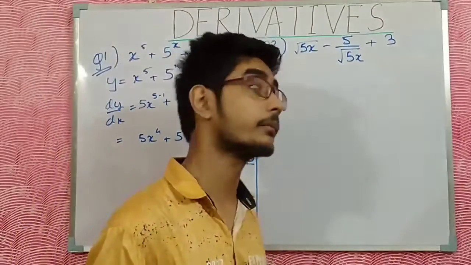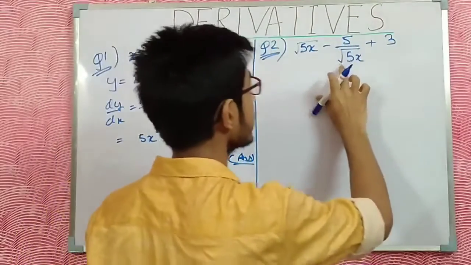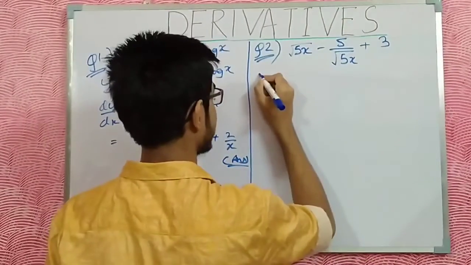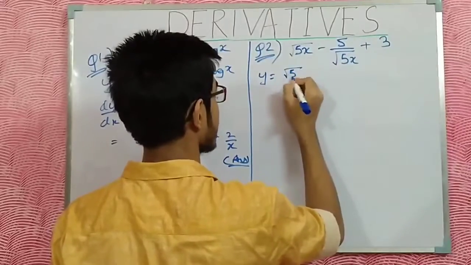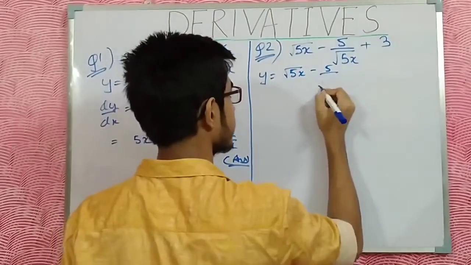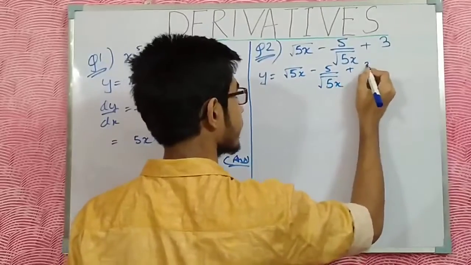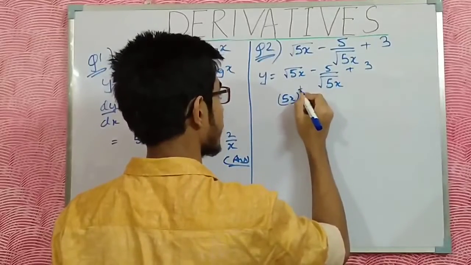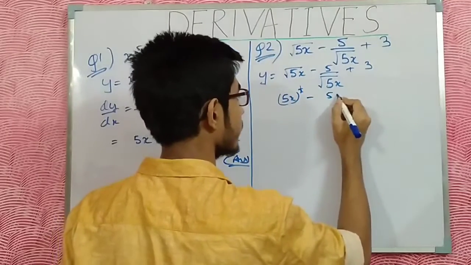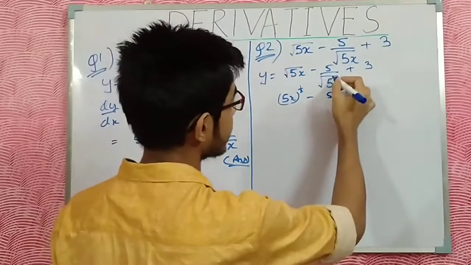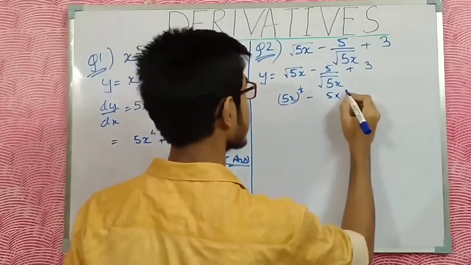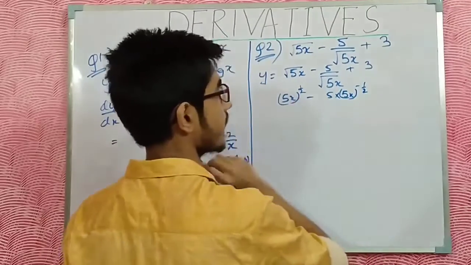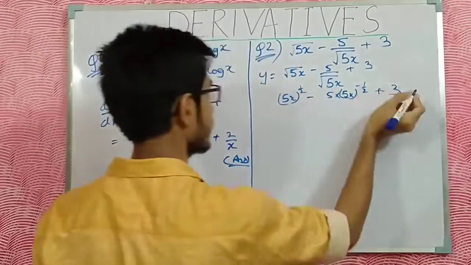Now the second sum. The second sum is root over 5x minus 5 by root over 5x plus 3. First I will assume the whole thing as y. So y will be root over 5x minus 5 by root over 5x plus 3. So root over 5x, I can write like this, 5x to the power half minus 5 into, then the root over 5x is below, so I can write it as 5 into 5x to the power minus half, and then 3 will be as it is.